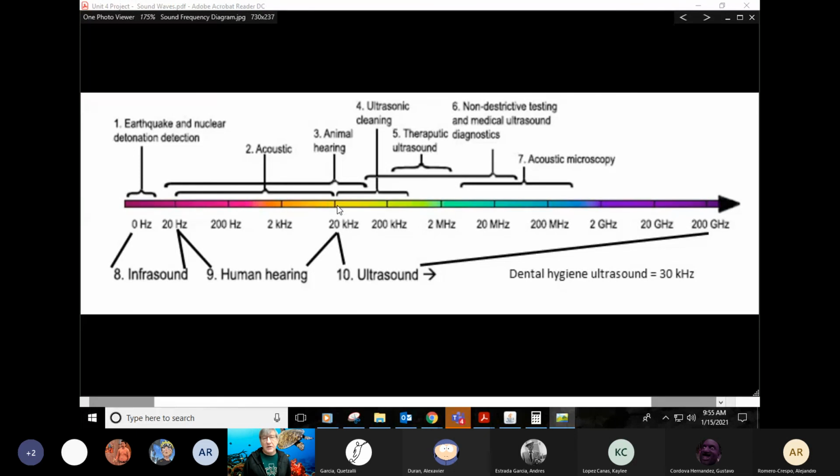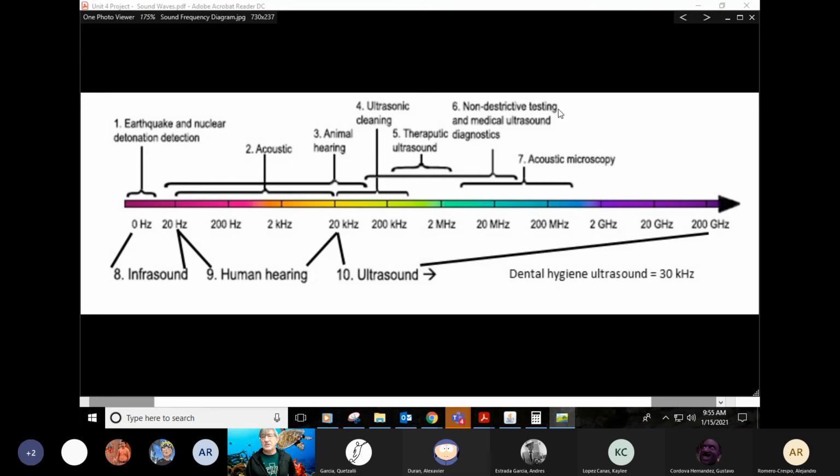Up here in this ultrasound range, we have ultrasonic cleaning. Like if you've been to the dentist and they've used the ultrasonic cleaner. I know my wife is a dental hygienist and she uses an ultrasonic to clean people's teeth. These really rapid vibrations break the plaque off your teeth, but they leave the tooth intact. It vibrates at like 30,000 hertz, 30 kilohertz, high vibration.